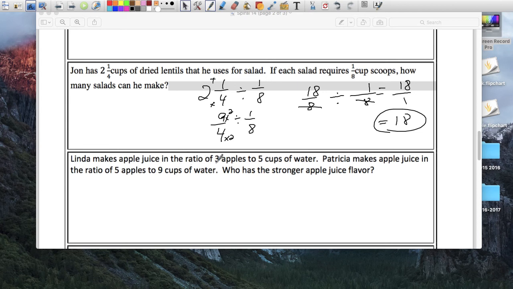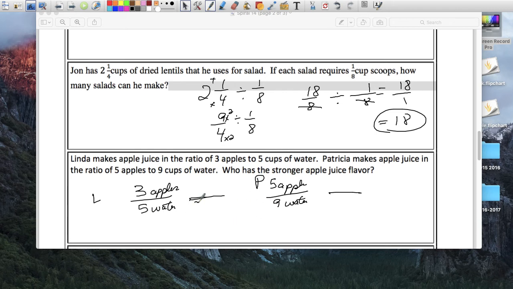Linda makes apple juice in the ratio of 3 apples, it's the ratio, so I'm going to write it as a fraction, 5 water. And Patricia makes 5 apples, 9 waters. Well, I don't know whose juice is stronger because we're comparing things that are different. So something has to be the same. Let's pick the water. So let's change these so that they both share the same amount of water. Let's give them both the same amount of water and see how much apple they put in. So this is Linda, L, and this is Patricia.